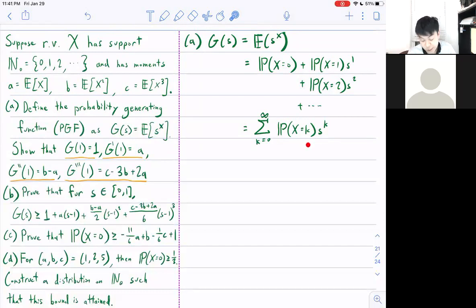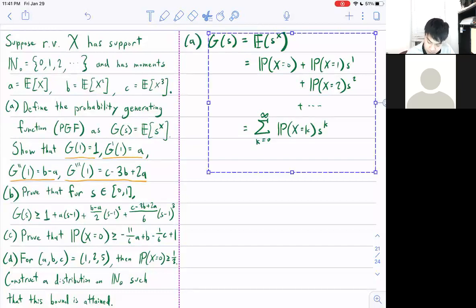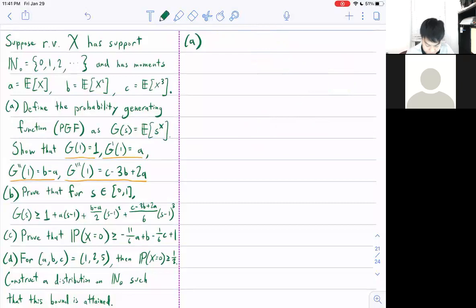But it doesn't just generate probabilities. You can actually get moments from this expression as well, specifically something called factorial moments, which is what this first problem here is getting at. So let me just erase this, and then let's attack the first problem.